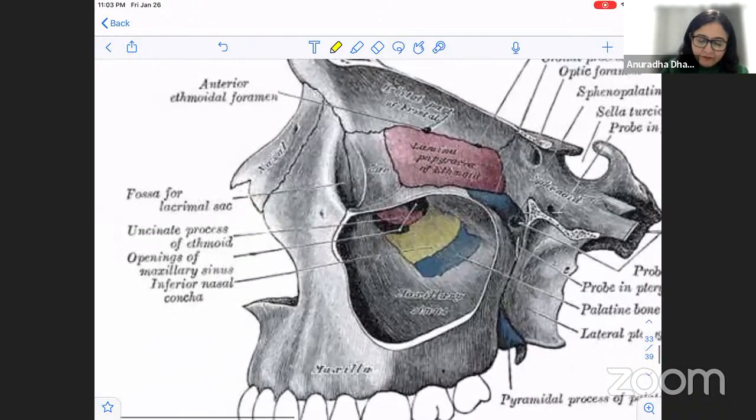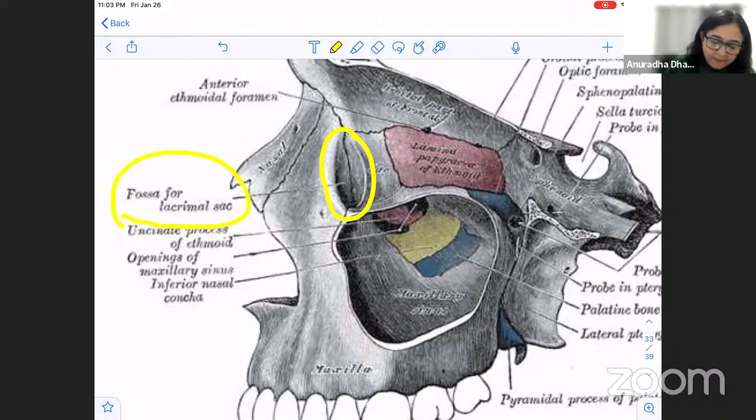So this is your fossa for the lacrimal sac, which is formed by the frontal process of the maxillary bone and the lacrimal bone. So I'll have to break these bones so that I can create a fistula between the lacrimal sac and the middle meatus. So that gives me my answer to this question.